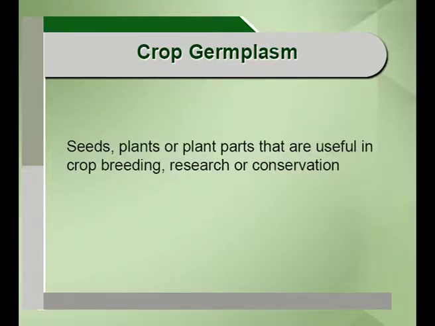Germplasm deals with every aspect of living beings. It's very, very essential for agriculture, for animal husbandry, and so on and so forth. Today we will be discussing germplasm evaluation. What does it mean? What is crop germplasm? It means seeds, plants, or plant parts that are useful in crop breeding, crop improvement, research, and conservation. It is an amalgamation of all the plant parts, seeds, productive parts, plants, and everything. Everything combined is called crop germplasm.